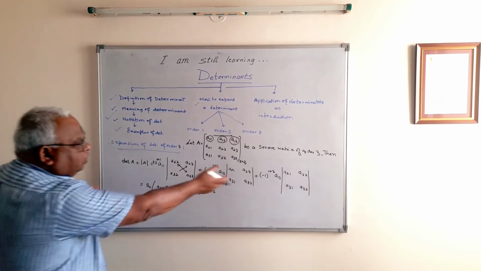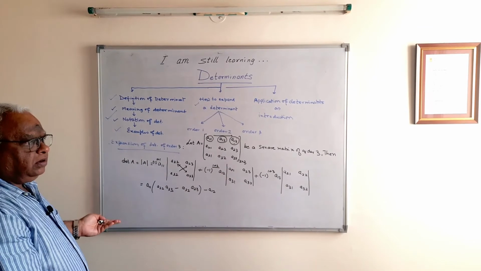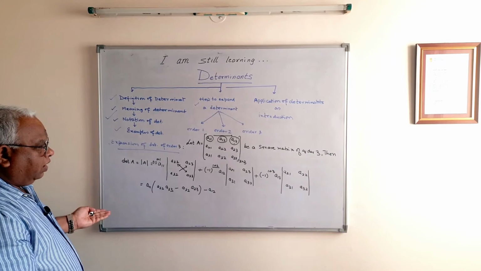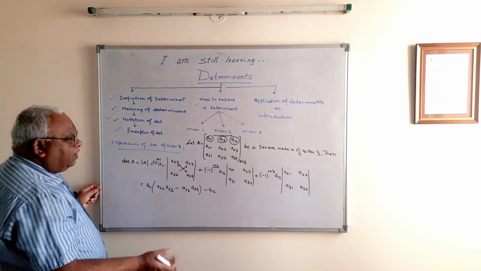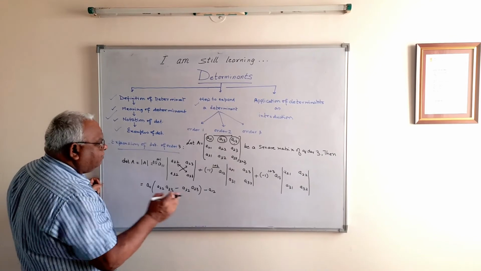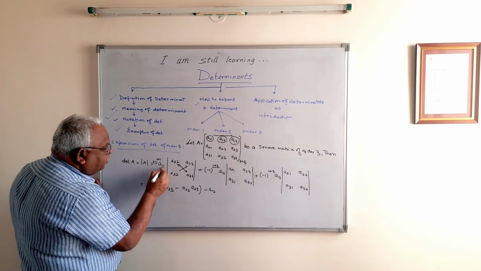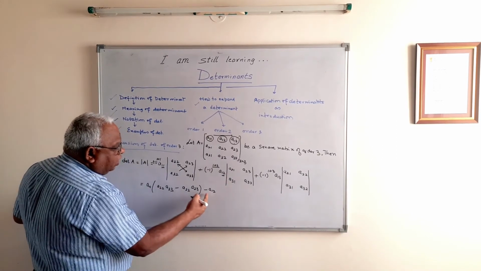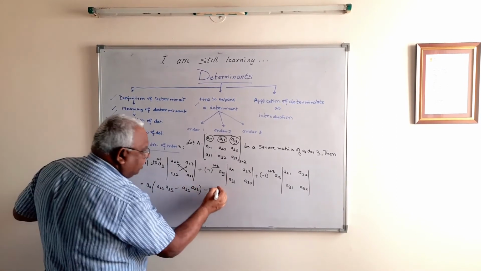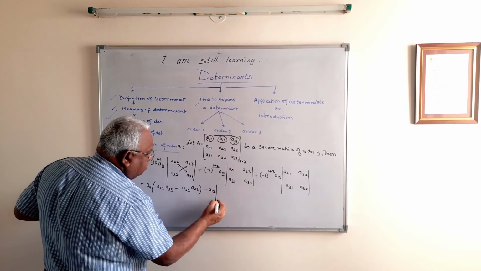Basically, if you follow this technique, everything will be perfect. There will be no chance of committing a mistake. But for your safety, I am just telling you, when the sum of the index is even, it will be positive. When the sum of the index is odd, it will be negative. That is the only thing you need to take care of.